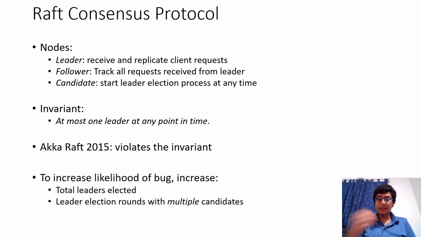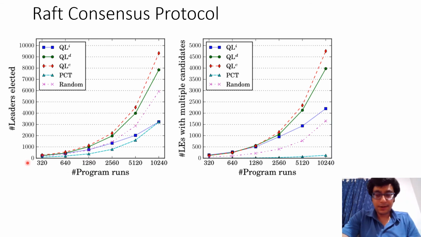And in order to increase the likelihood of exposing this bug, what you should do is, in any particular run of the program, you should try to maximize the total leaders elected, as well as have leader election rounds with multiple candidates. If you do these two, then the likelihood of hitting the bug increases. The graph on the left plots the total number of elected leaders as a function of program runs. And we find that QL with custom or default abstraction is able to explore a higher number of total elected leaders compared to other abstractions or other exploration strategies.